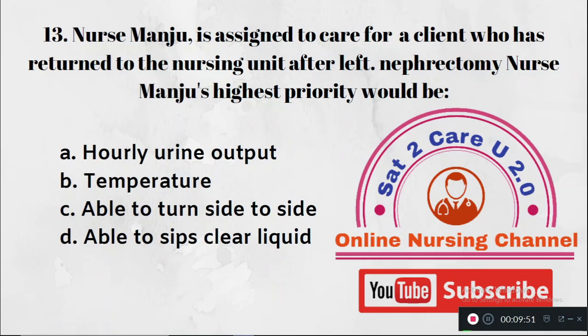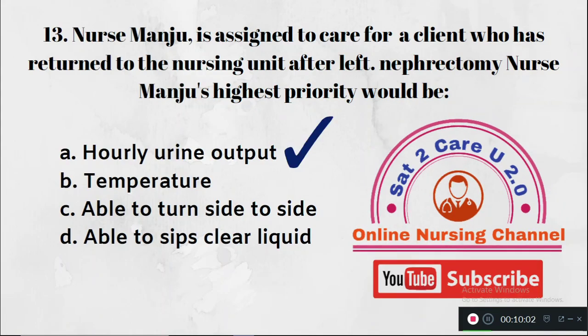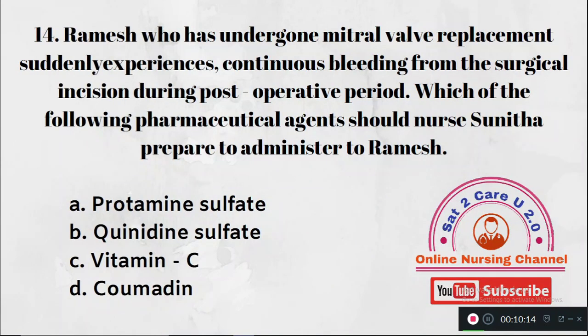So for a client who returned to a nursing unit after left nephrectomy, the nurse's highest priority is to monitor the urine output hourly. That gives a clear information whether the renal system is functioning properly or not. Question number 14. Ramesh, who has undergone mitral valve replacement, suddenly experiences continuous bleeding from the surgical incision during postoperative period.